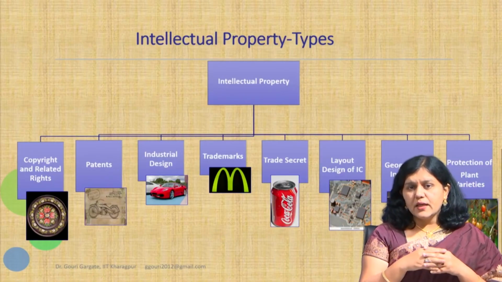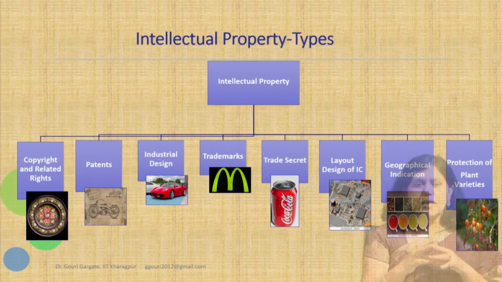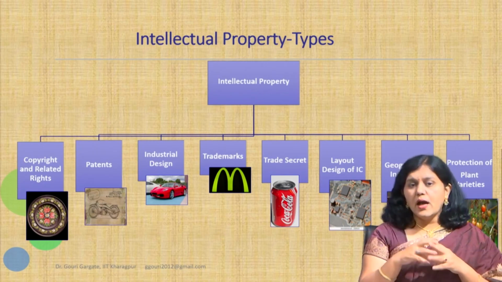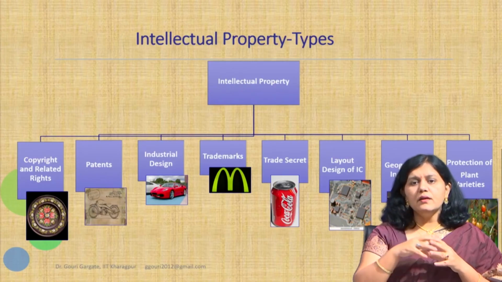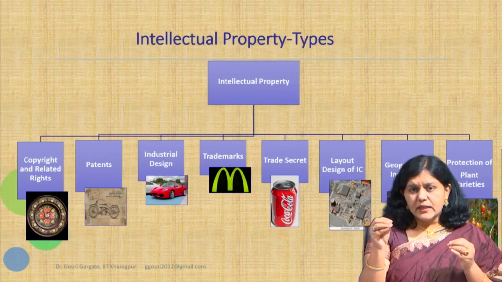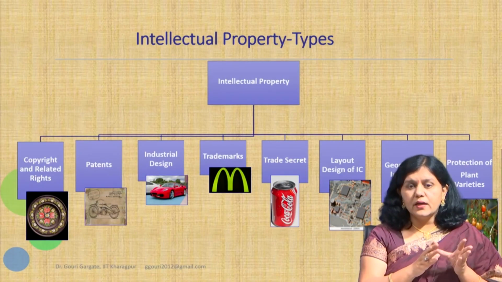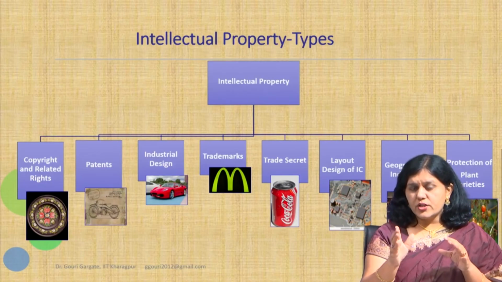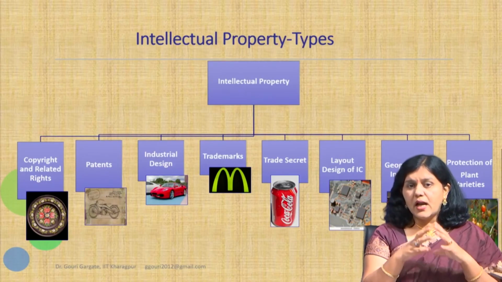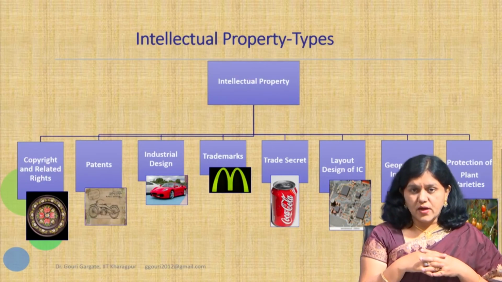The next type is protection of plant varieties and farmers' right. If you are in the agriculture business, then this can be one of the important IPs you have to look into. Here the different types of plant varieties are taken into consideration, because plants and seeds are not patentable according to Indian Patent Act Section 3. Therefore, for protection of any innovative things happening in that domain, we have a separate act, that is, protection of plant varieties and farmers' right.